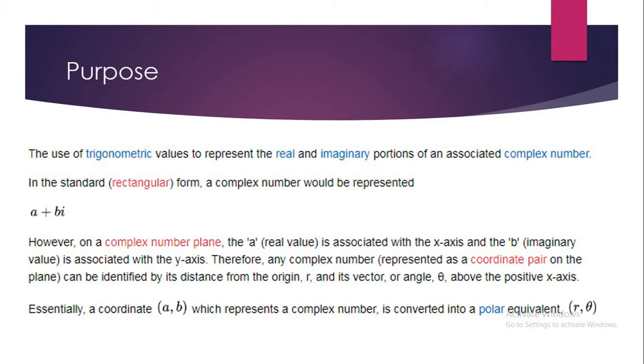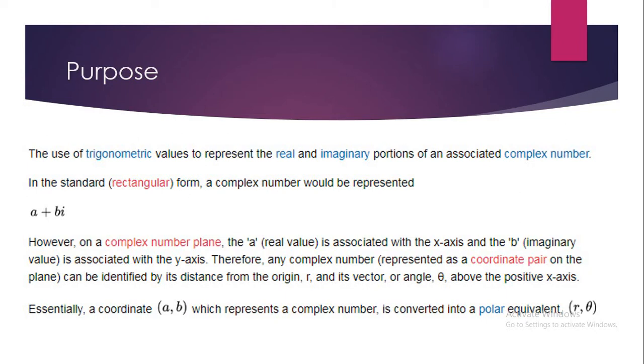Okay, let's read the passage one last time. The a, which is the real value, is associated with the x-axis, which now we call the r-axis, the real number axis, and the b, which is the imaginary value, is associated with the y-axis, which now we call the imaginary axis, okay? So that's a complex number plane. That's simply my definition of the complex number plane.